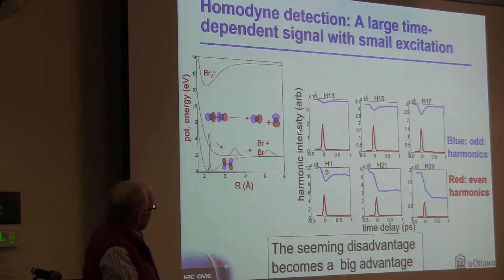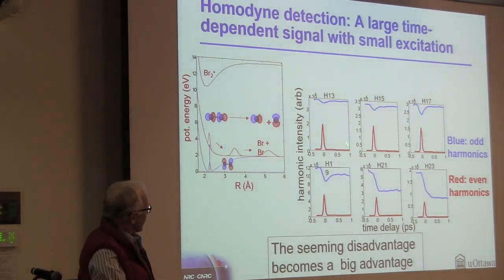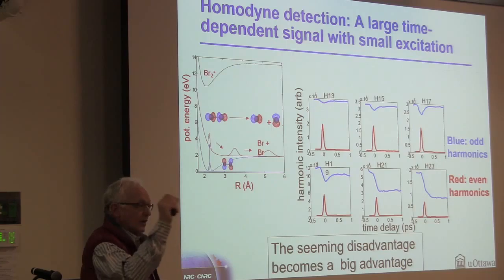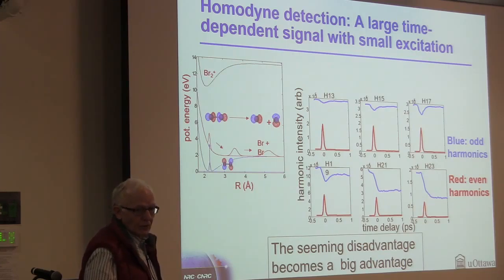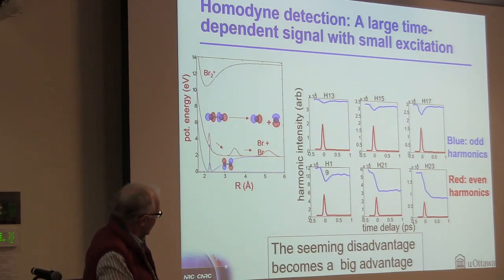So that's the blue ones. The red are the even harmonics, and they're caused by the excitation pulse. And so that's really a clear marker of the overlap. There is a time when the excitation pulse and the ionization pulse are simultaneously present, and they lead to even harmonics. But it's only modulating the electron in the continuum.